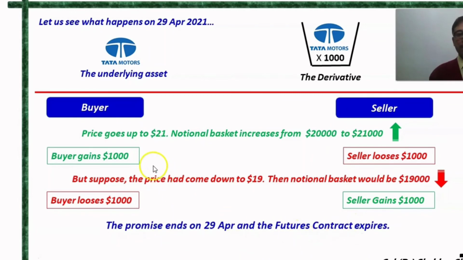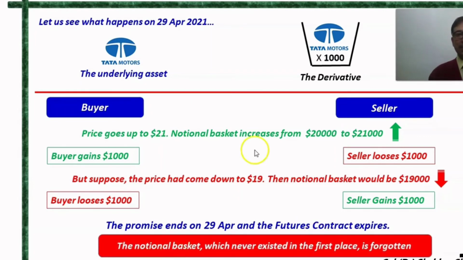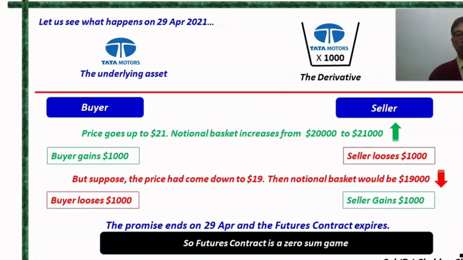Alright, and what happens? In either of the cases, whichever party wins, whichever party loses, the promise ends on 29th April and this futures contract expires. Alright, and this notional basket, which never existed in the first place, it just vanishes into thin air and is forgotten. And ultimately, this futures contract is a zero-sum game. Why zero-sum game? Because whatever one party gains, the other party loses. Irrespective of which party is gaining, the other party loses.